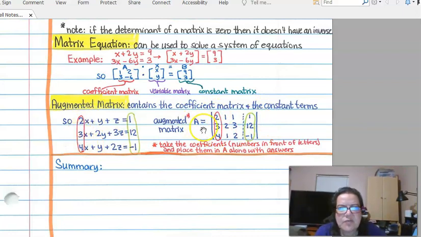We start with 2, 3, 4, then 1, 2, 1, then 1, 3, 2, and the answers are 1, 12, -1. So pretty much you just take the coefficients, which are the numbers in front of the letters, and place them in A, and then you place a little bar, and then the answers as well. So it's just really the 2, 1, 1, and so on. The augmented matrix is the one that can be placed in the calculator to solve when you do the row reduced echelon form.